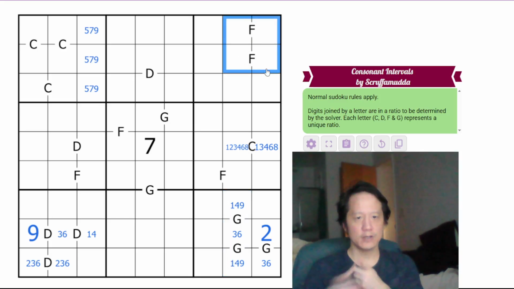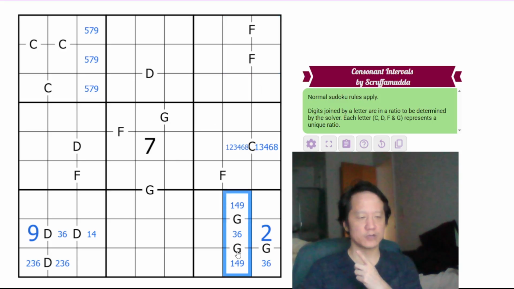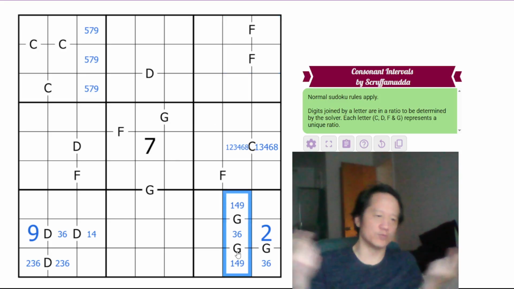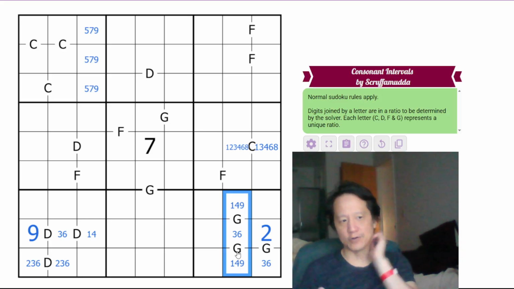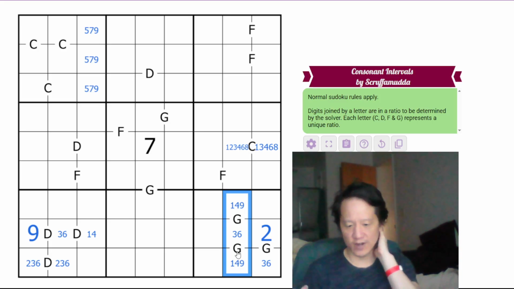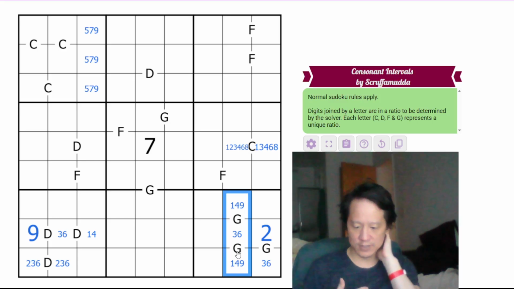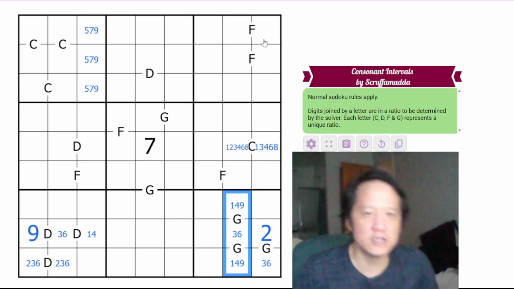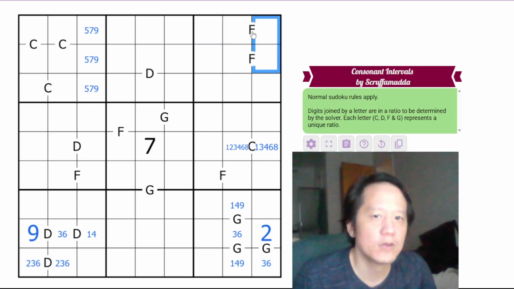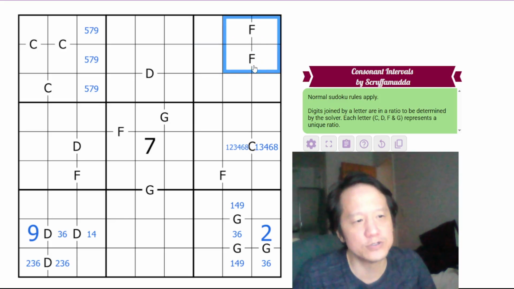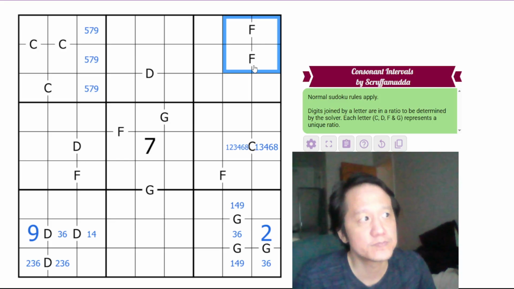2 3 is in D or G, so that's already taken. 2 4 is the same as 1 and 2, so that's not allowed. And obviously can't be 2 5. So the only one left is then 3 and 4. So this is 4 to 1, or it's 4 to 3 as the ratio.